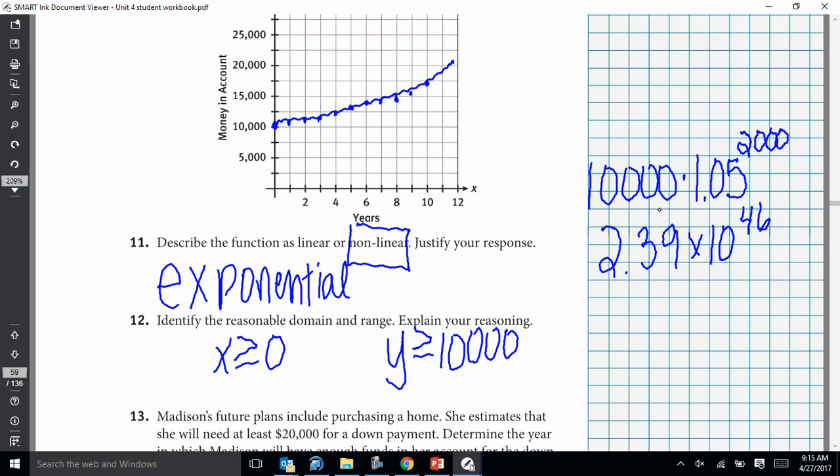So just keep in mind, 10 to the 6 is 1 million. So this is a lot of money, right?